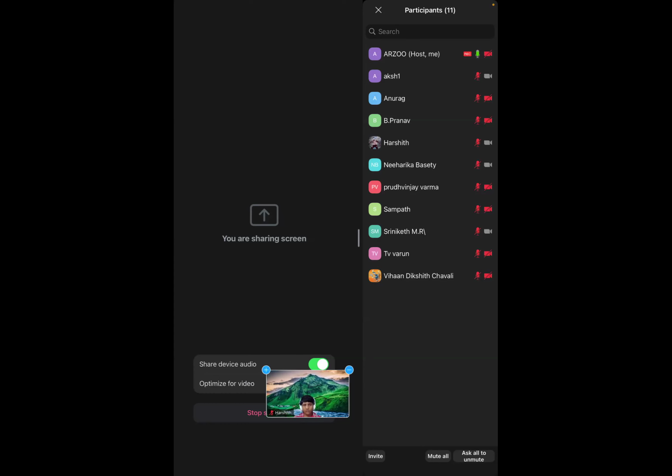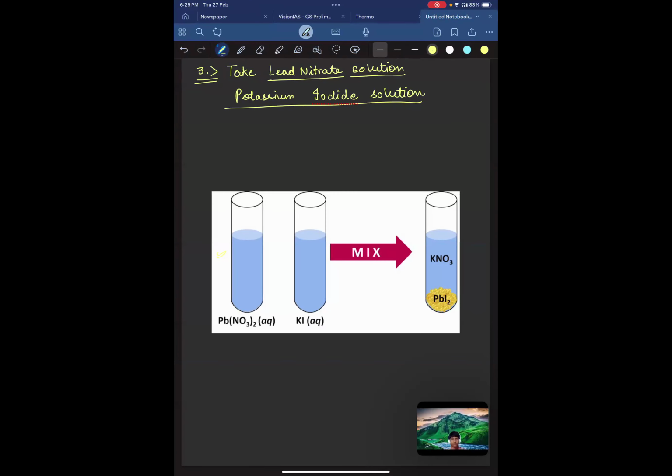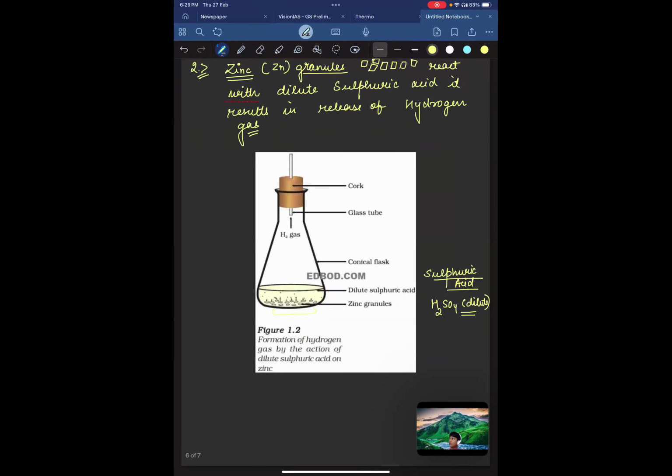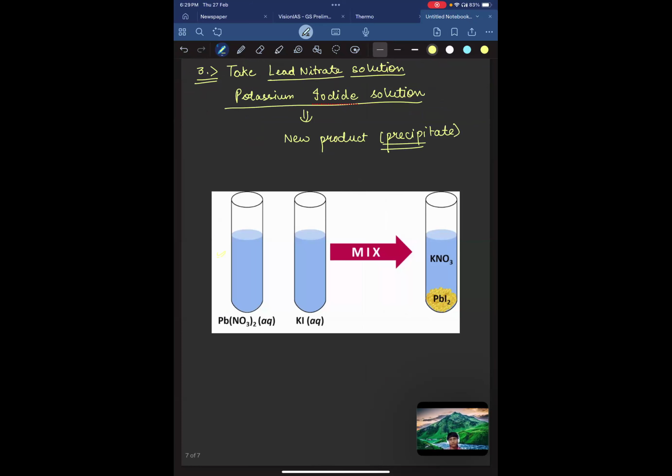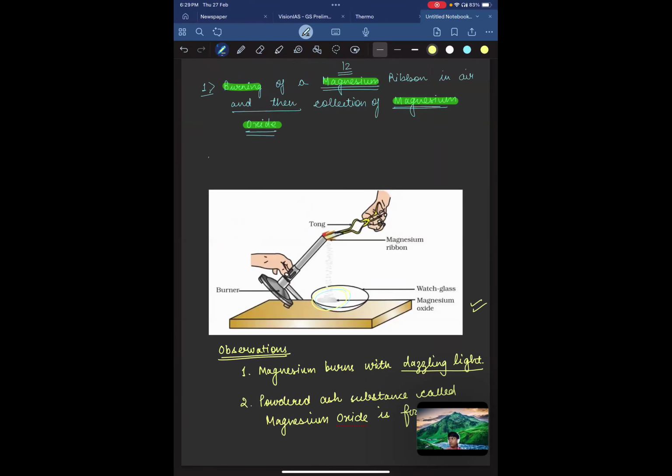Okay, so we have discussed three types of chemical reactions. We have reacted two solutions and a new product in the form of precipitate is formed. How we observed that the reaction has happened: we saw that a new precipitate has formed. Then for the zinc reaction, we saw that there is release of hydrogen gas. That means we can see a chemical reaction is happening. In this reaction, when yellow precipitate is formed, we can see that chemical reaction is happening. Similarly, in this process, if magnesium oxide, white powder, is formed, we can observe that chemical reaction has happened.